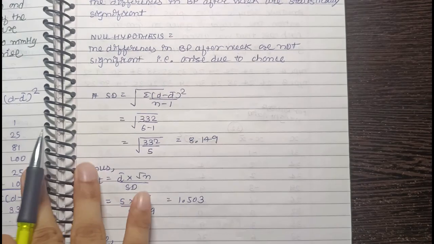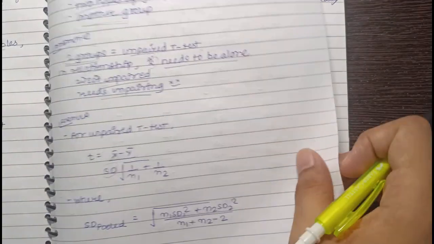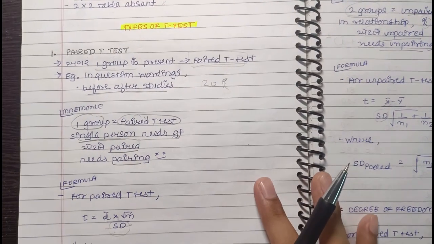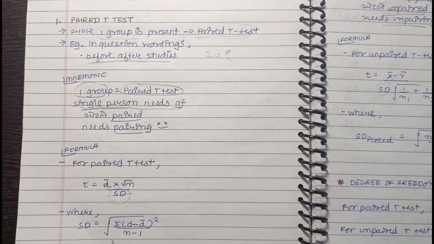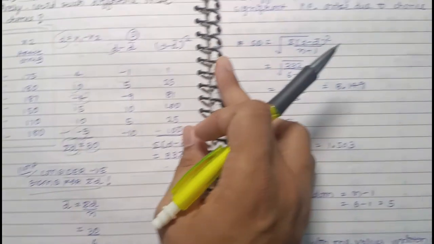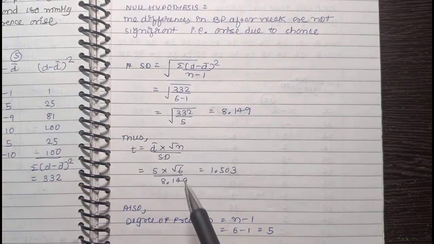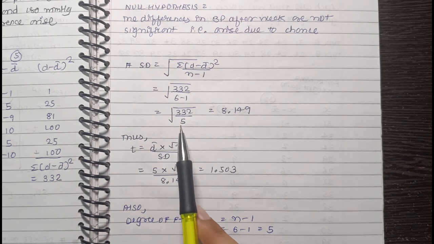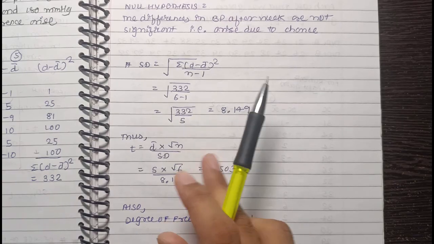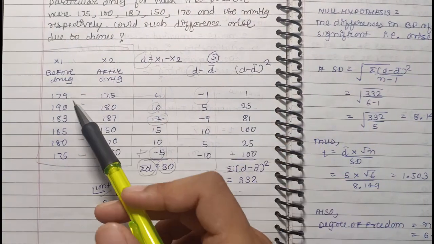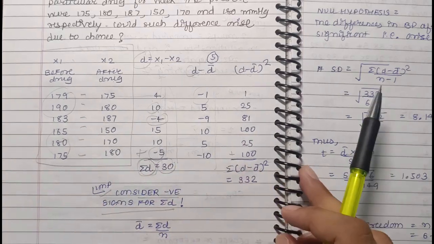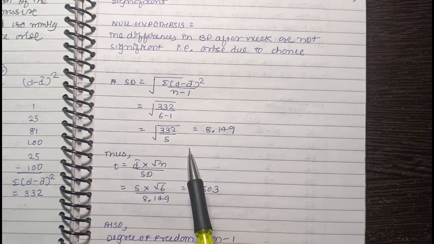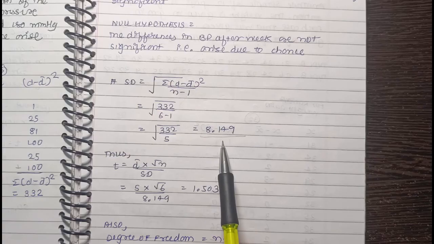Now applying the standard deviation formula, which I have already taught here, the standard deviation for the paired t-test is the square root of sigma of d minus d bar whole square divided by n minus 1. So applying the same formula here, 332, which I have already calculated from here. Just apply n minus 1, where 6 is the sample size in this case, so 6 minus 1, that is 5. On calculating we get the standard deviation equal to 8.149.